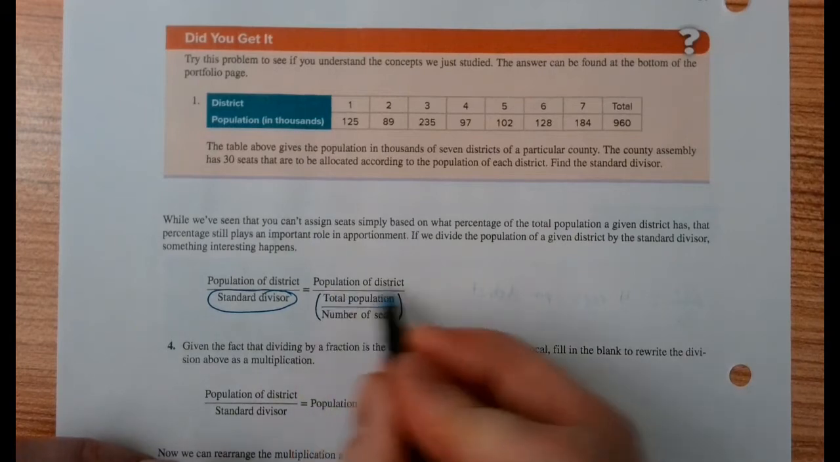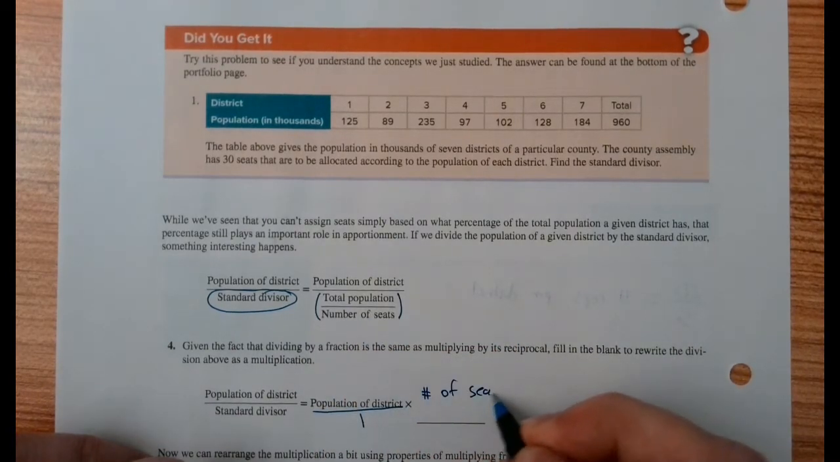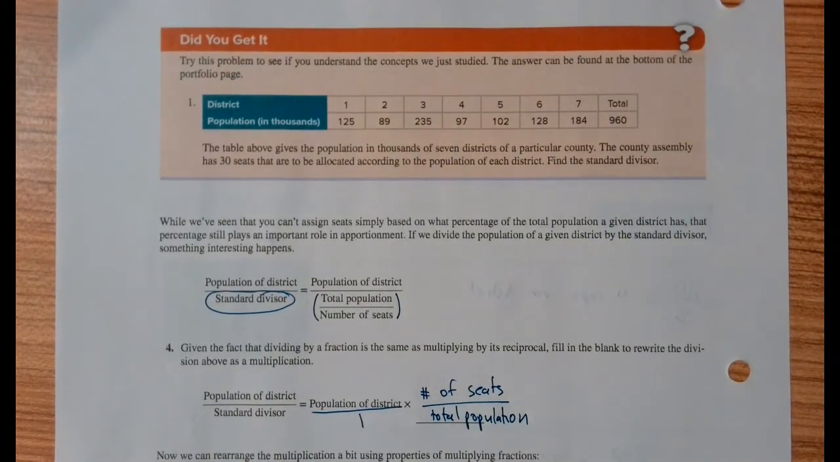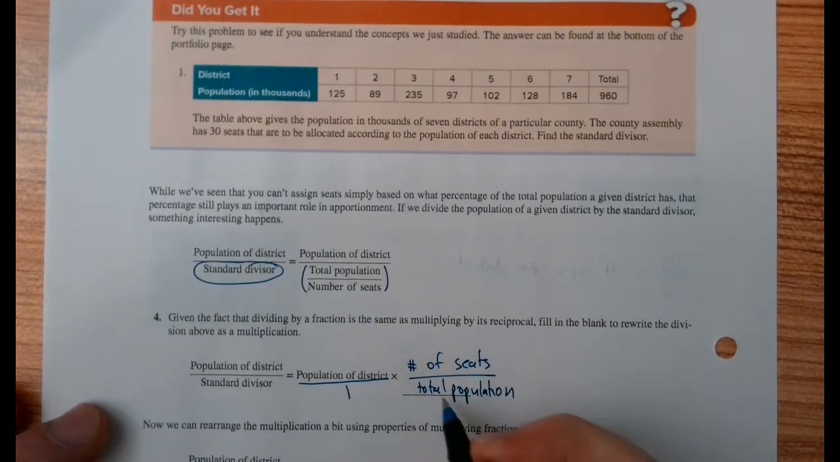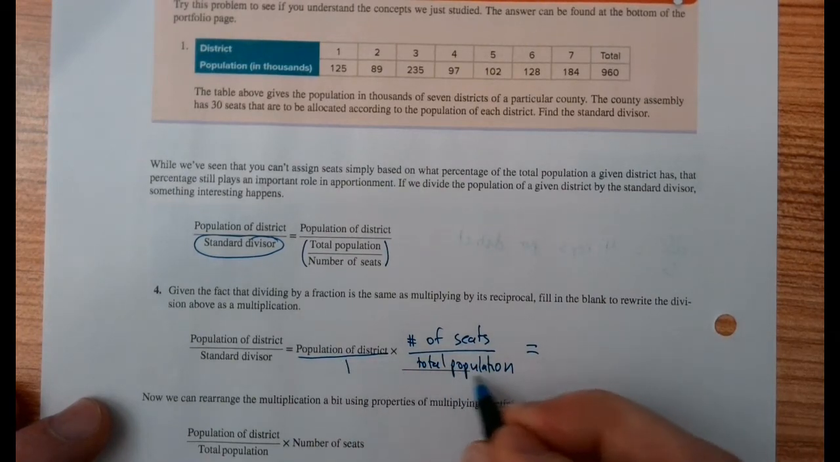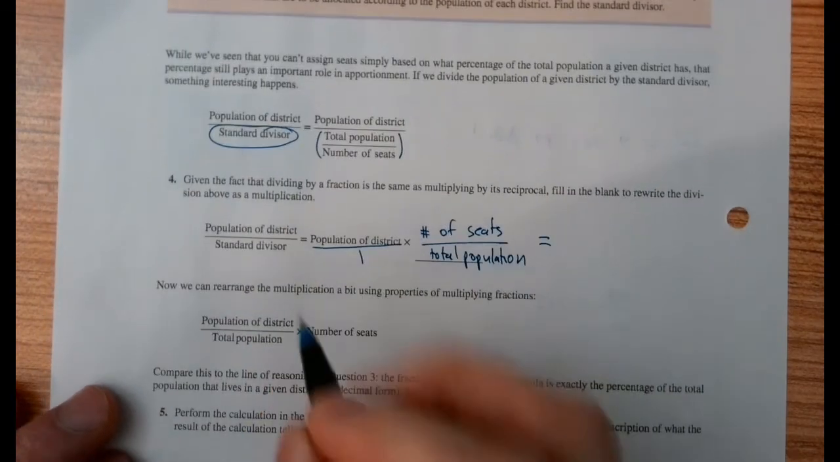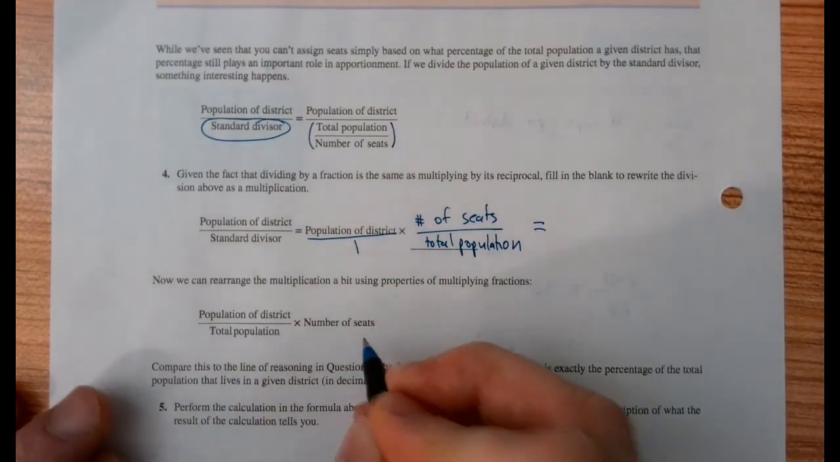So here's the population of the district. I'm going to put that over 1, and we're going to multiply it by the flip of this thing. So it's the number of seats divided by the total population. Now notice what happens. When you multiply fractions, you can do top times top, bottom times bottom. This can become the population of the district divided by the total population, times the number of seats. And if you think about what happens with the units, the units here are both people, they cancel, and we're left with the number of seats.